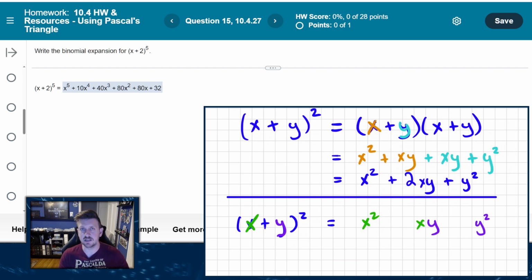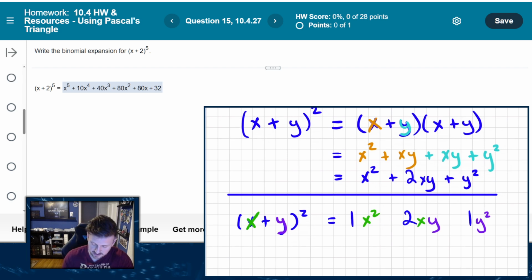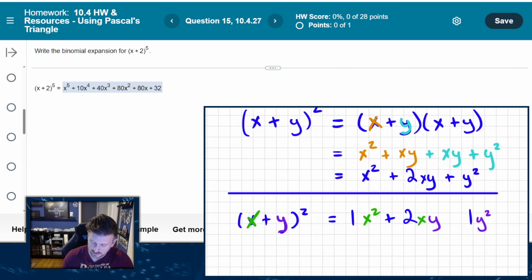So we write our exponents in this order: descending for the x's, ascending for the y's. Then we can put in our coefficients, and the coefficients that we see are 1, 2, 1. And then we can be mindful of our signs. Since this is a plus in the middle, we're able to add them both.